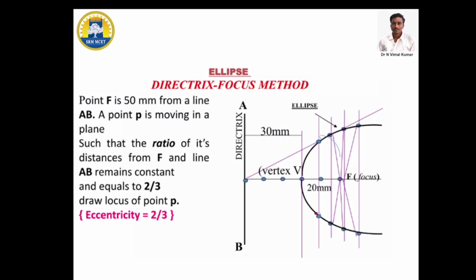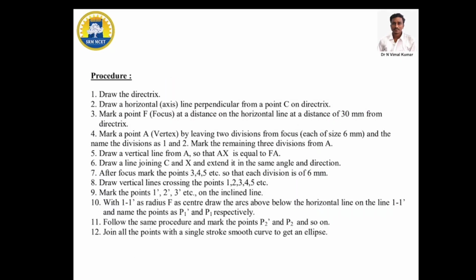Next, the procedure. Draw the directrix, draw the horizontal axis perpendicular from a point C on the directrix. Mark a point F on the horizontal line at a distance of 30 mm from the directrix. Fourth, mark a point A, called the vertex, by leaving two divisions from the focus, each of size 6 mm, and name the divisions as 1 and 2. Mark the remaining 3 divisions from A.